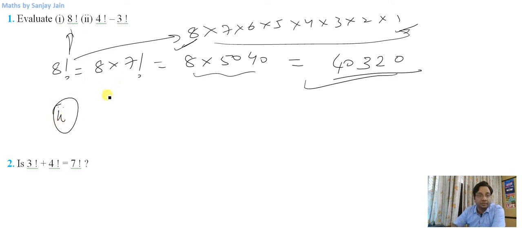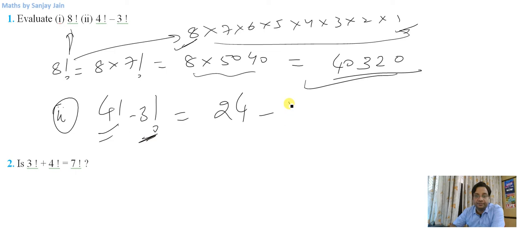Second part is 4 factorial minus 3 factorial. It is nothing but a simple subtraction problem. This is 24 and this is 6. So 24 minus 6 is 18.